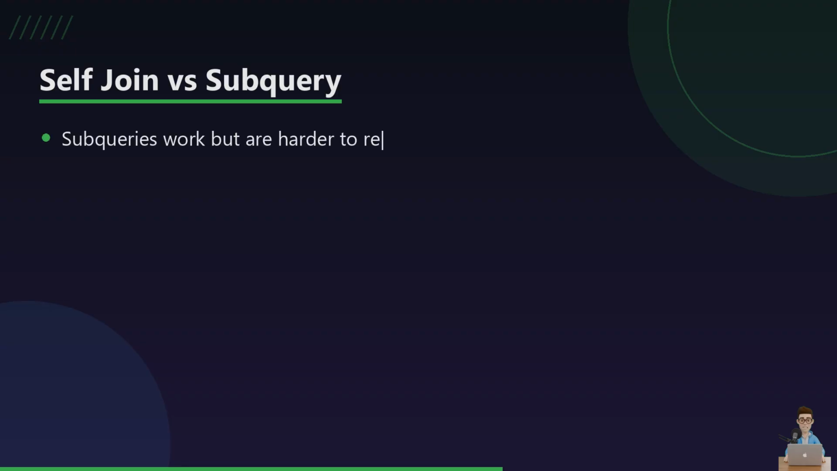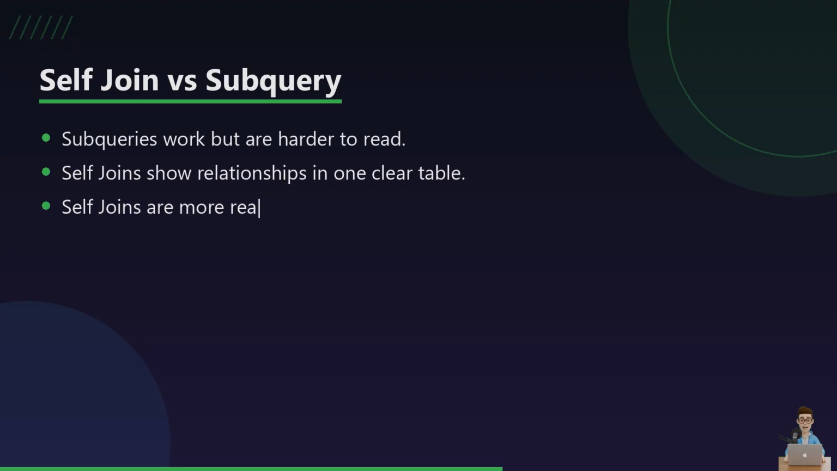You can often find the same answer using a subquery inside the where clause. However, self-joins make the hierarchy visible and easier to follow at a glance. In short, self-joins win on readability when you need to see the structure of the data.